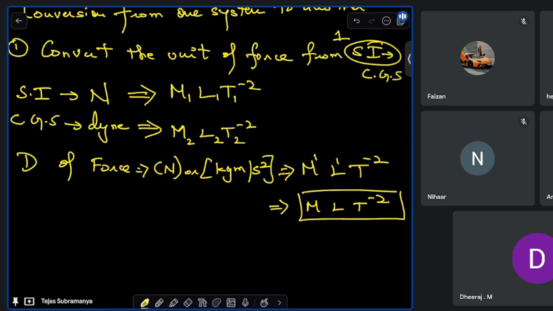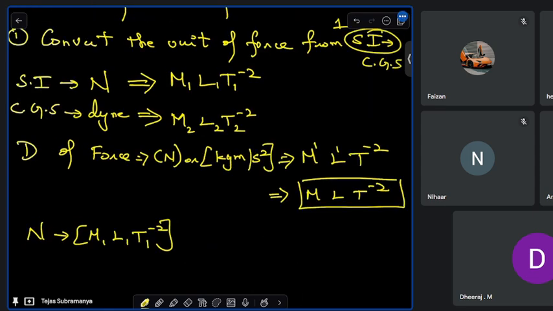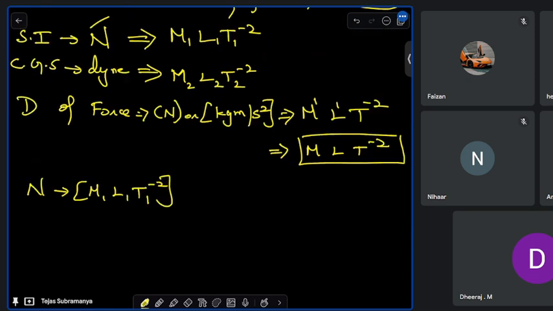So in other words, if I say Newton, it is nothing but M1, L1, T1 to the power minus 2, correct? Check here, Newton, the same thing. In the same line, I'll write for dyne also. Dyne, what changes? M2, L2, T2 to the power minus 2. You write both of them separately, next to each other, and put an equals sign between them. That is the final answer for Newton. That's the final answer for dyne.